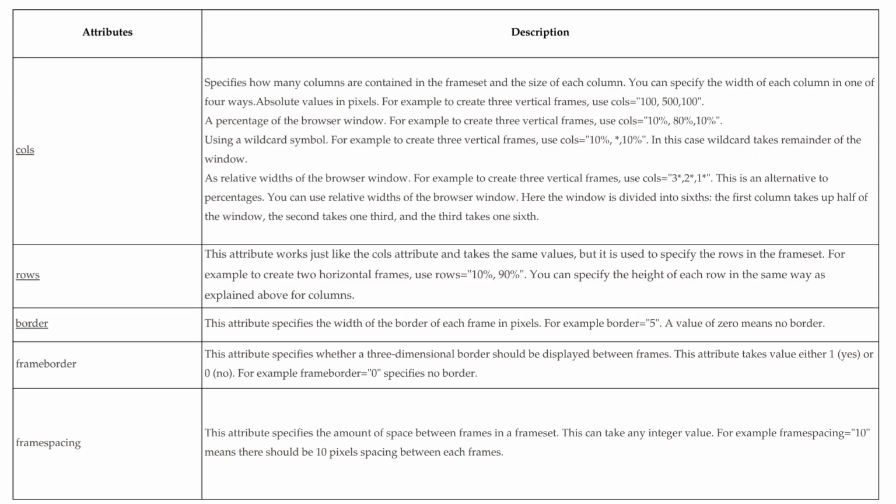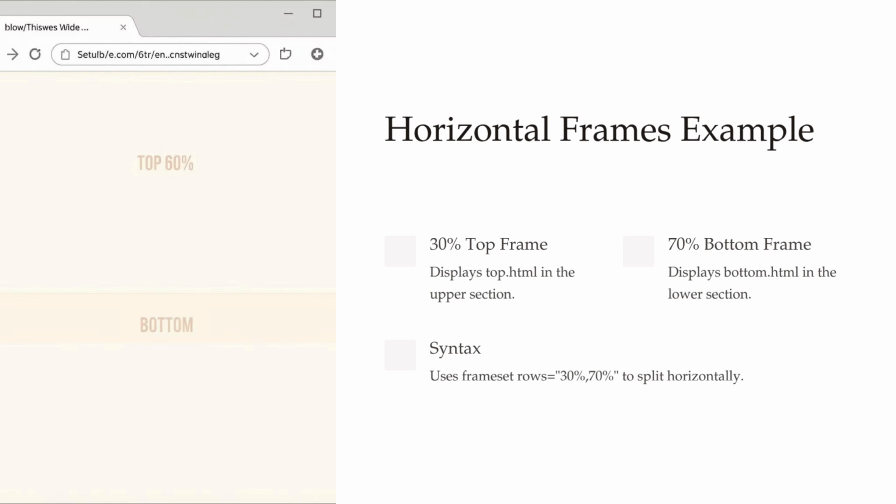Framespacing. This attribute specifies the amount of space between frames in a frameset. This can take any integer value. For example, framespacing="10" means there should be 10 pixels spacing between each frame.